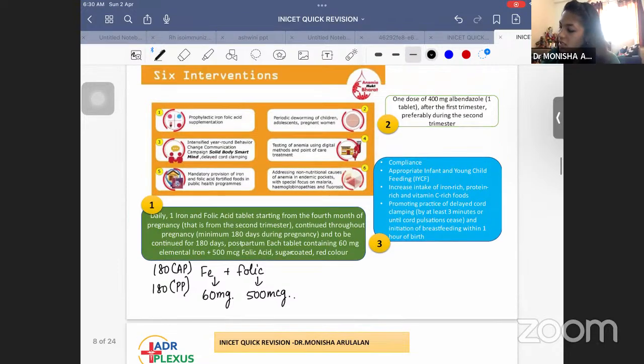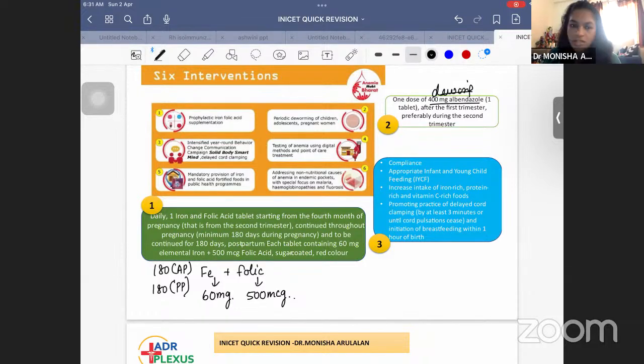Okay. Next is about the deworming. Deworming tablets of 400 milligram of albendazole after the first trimester, preferably during the second trimester. Another very important thing from the obstetric point of view is compliance. Check for the compliance, whether the patient is compliant with whatever iron or calcium, that is one important thing.